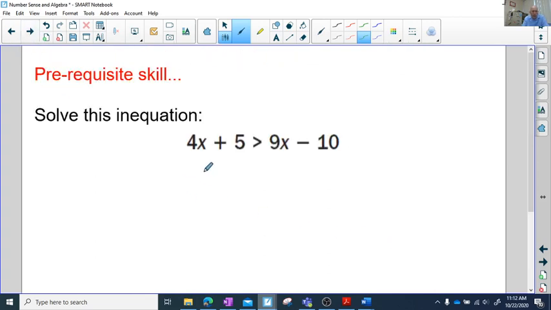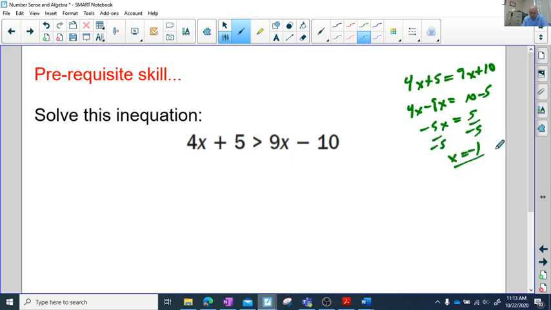Now, to do these restrictions, it's dependent upon you remembering how to solve a linear inequation. Well, linear inequations are solved the same way. Let's say this had been 4x plus 5, but instead of an inequation, it's an equal sign here. Well, you would solve this by getting the x's on one side. So it would be 4x subtract 9x, 10 subtract 5. So negative 5x would equal 5. Divide by negative 5. x would be negative 1. That would be an equation.